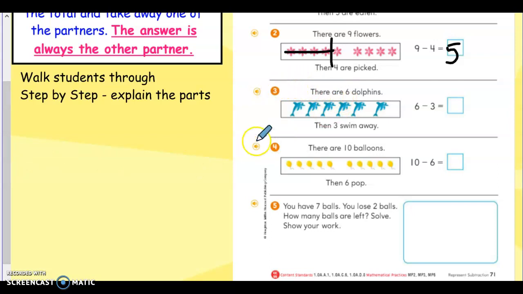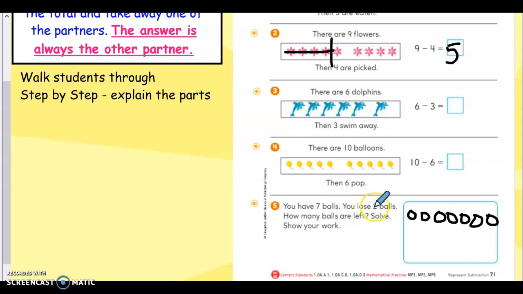All right, I'm going to let you try 3 and 4. Let's go to number 5 together. So number 5 is a word problem. It says, you have 7 balls. You lose 2 balls. How many balls are left? Solve, show your work. So show your work means that we want to see what you did to find the answer. So in this case, that means we're going to draw a picture. So we're going to start off by drawing our 7 that we start with. 1, 2, 3, 4, 5, 6, 7.